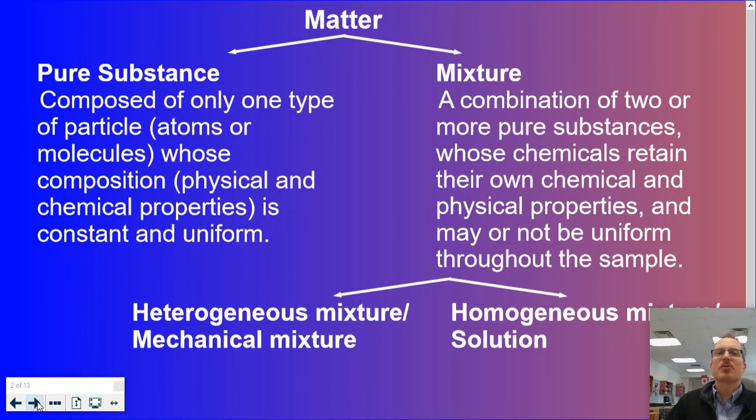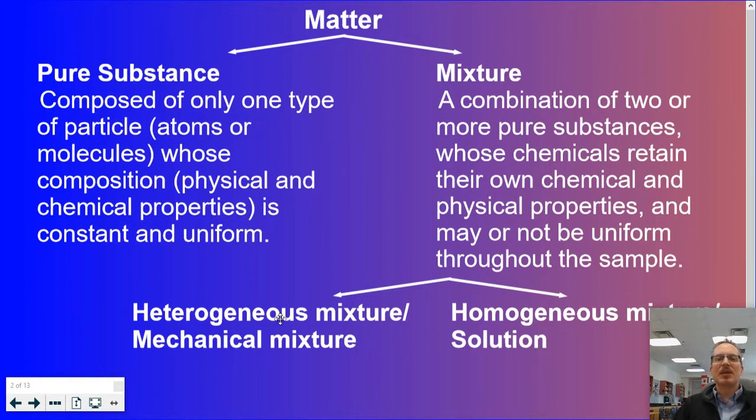You will remember from previous studies that matter can be split into two categories. What we're going to do in this chapter is look only at mixtures, a combination of two or more pure substances. Now, you should also remember that mixtures can be subset into two other categories: heterogeneous mixtures, otherwise known as mechanical mixtures, or homogeneous mixtures, otherwise known as solutions.